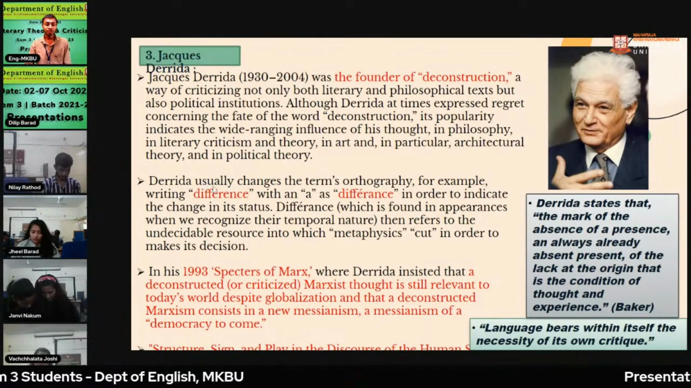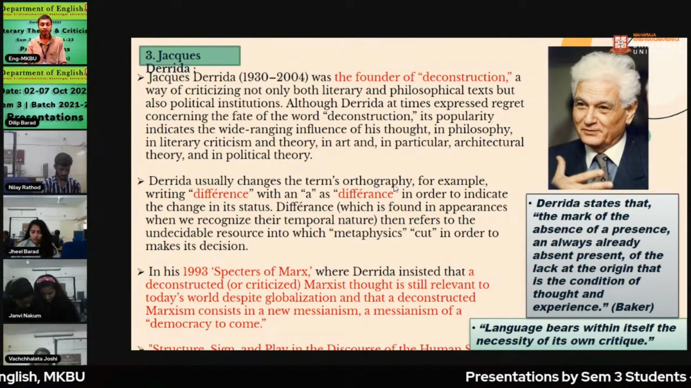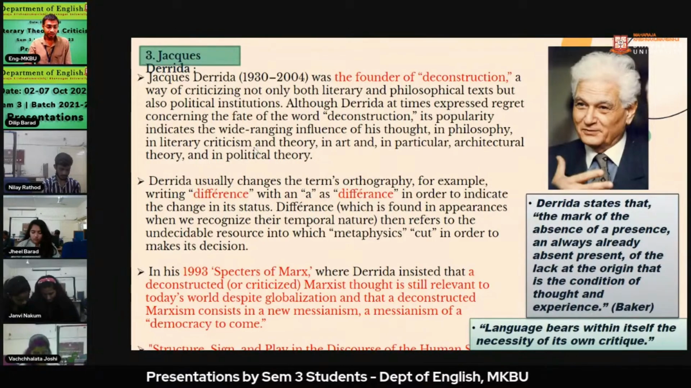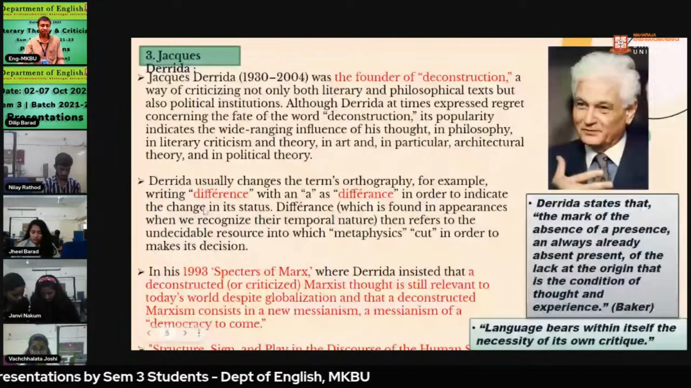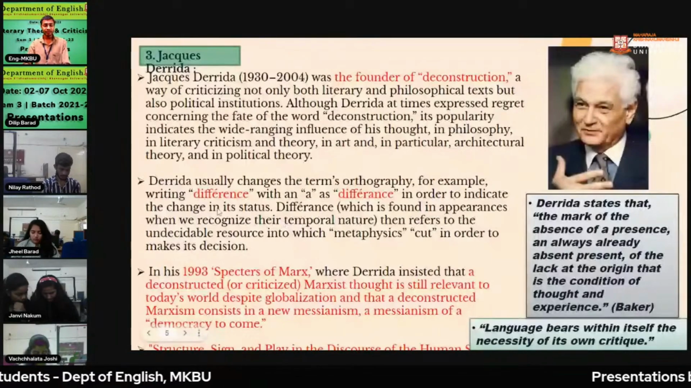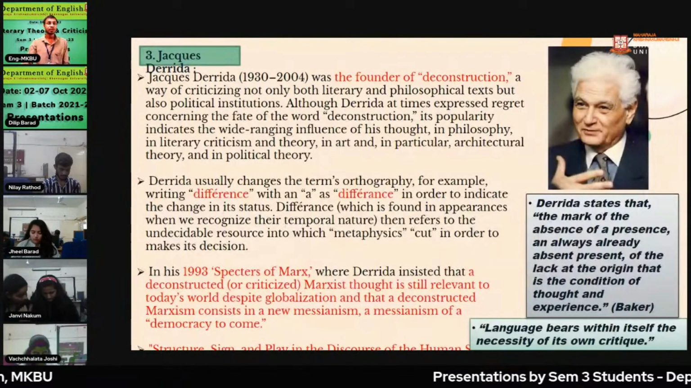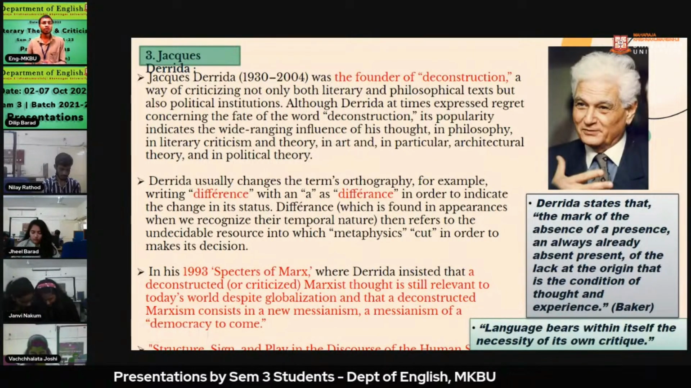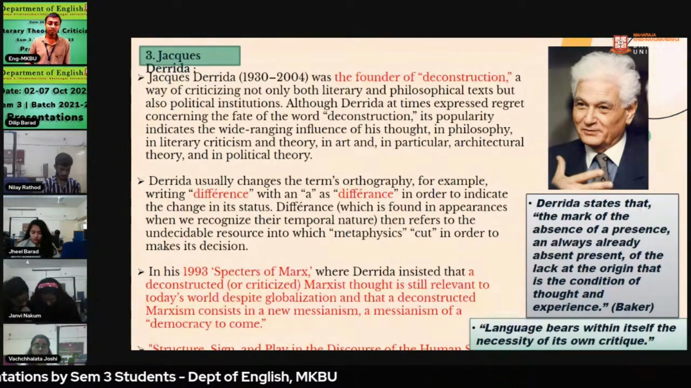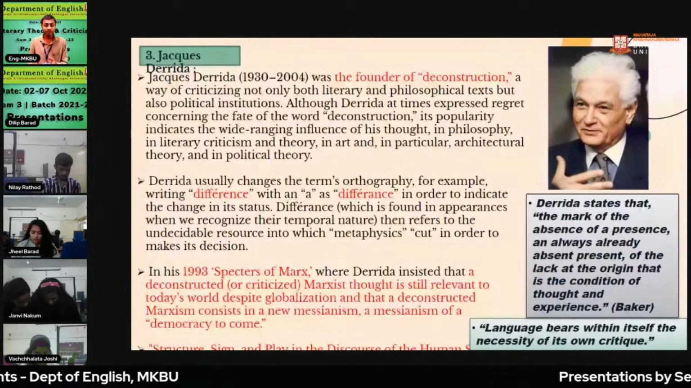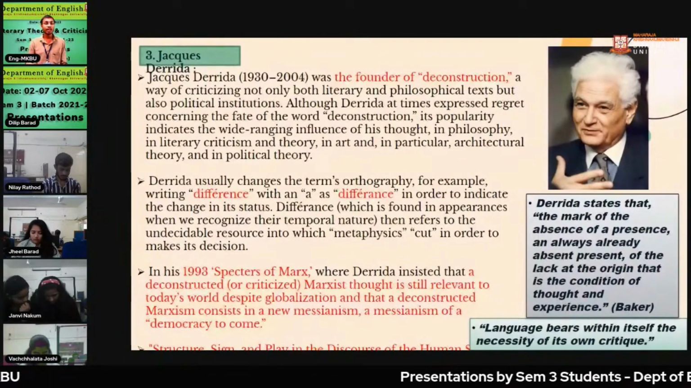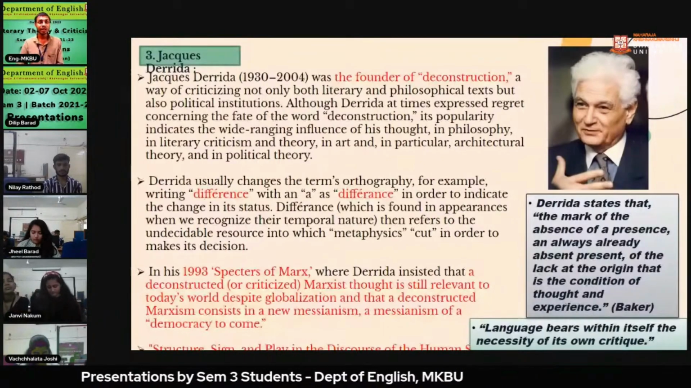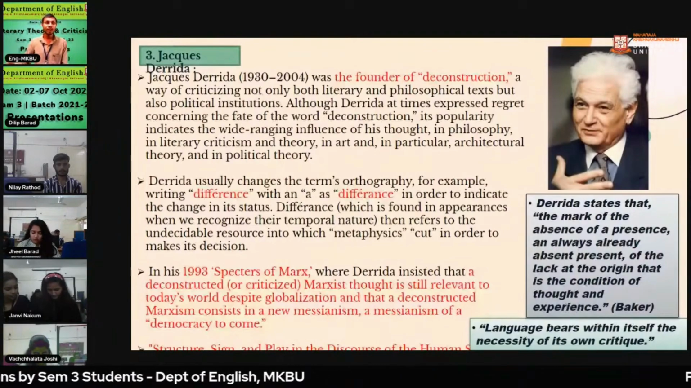And Derrida usually changes the terms or orthography. For example, writing difference with an A, as différance, in order to indicate the change in its status. So first we have this word difference, which means something that is not aligned with what is proposed, something not similar to the other. But here Derrida is proposing the term différance, putting an a instead of e. According to this word we can derive two meanings. First is differ, that is to deviate from what is there, and second is defer. It means to postpone.